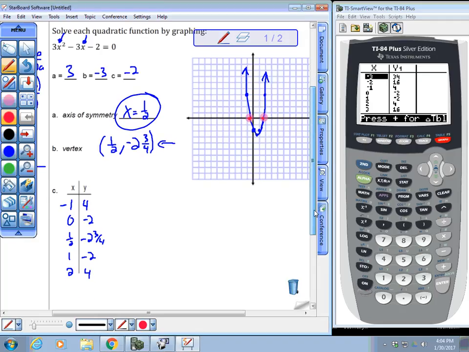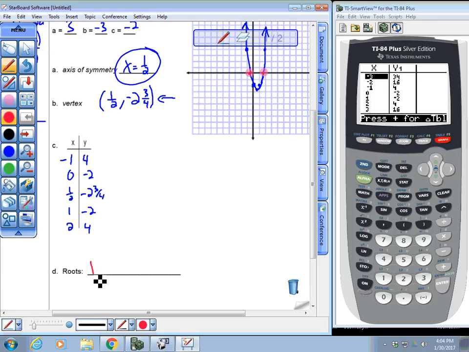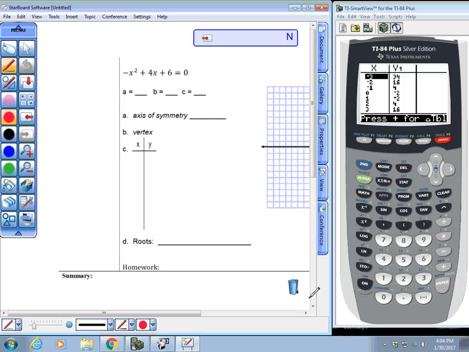And so our roots on this one are going to be, we're going to have to use the word between, between -1 and 0, and between 1 and 2. And that's where it is, between -1 and 0, between 1 and 2. But I'm not sure where it is exactly.